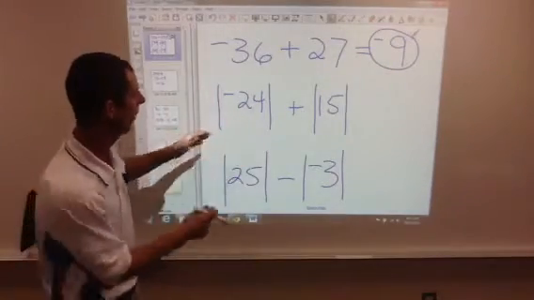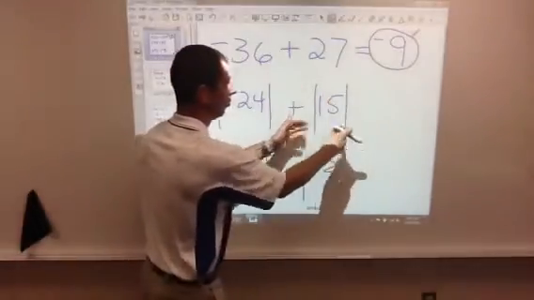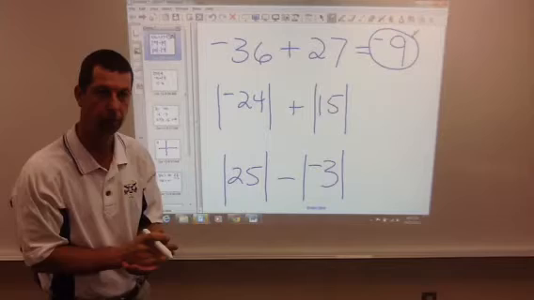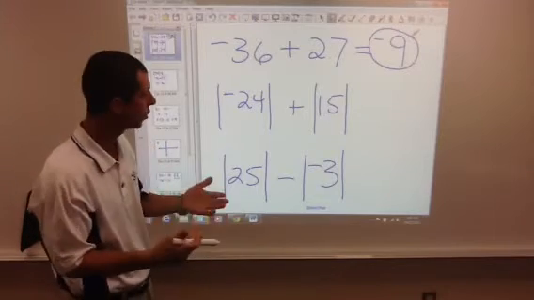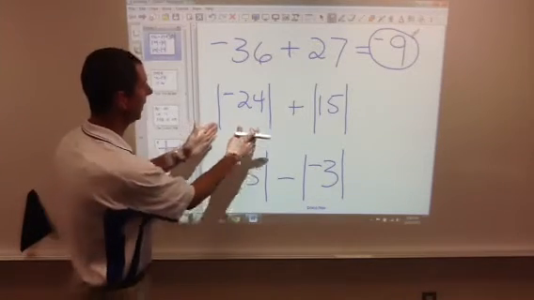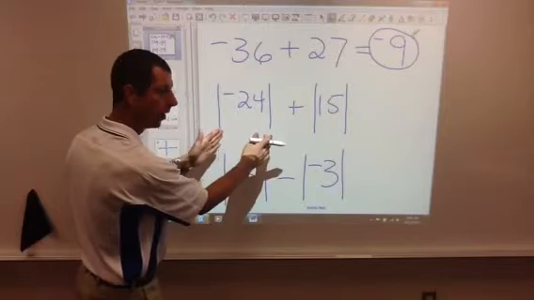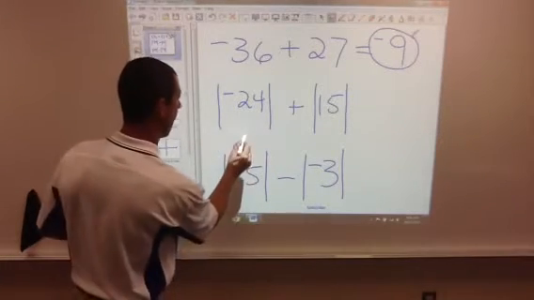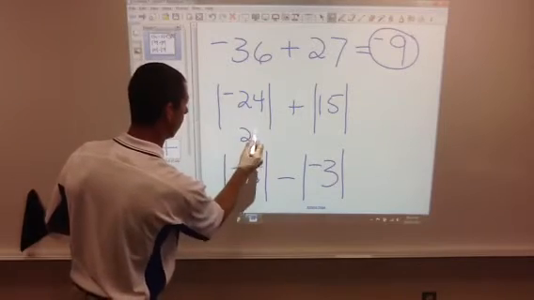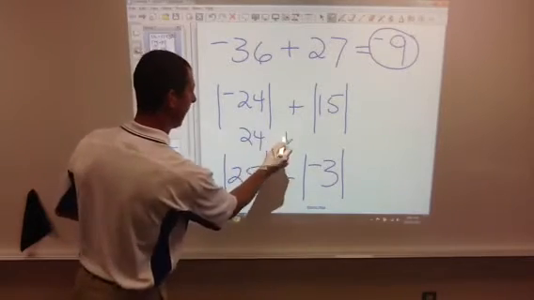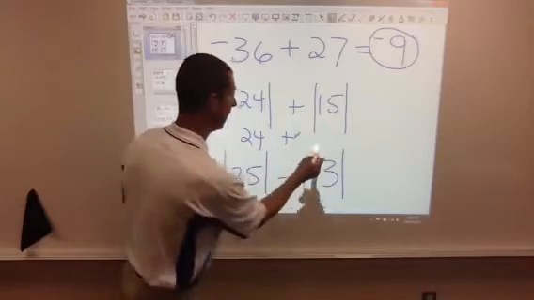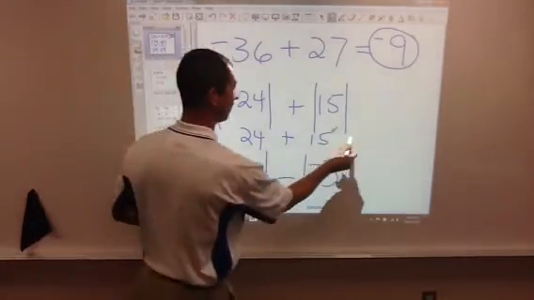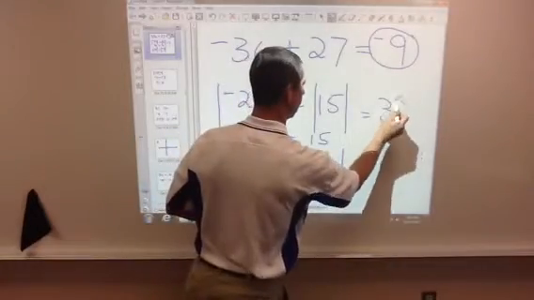Now here we have what are called absolute value symbols. Absolute value by definition is how far a number is from zero on a number line. So in this case, it's going to be a positive. Negative 24 is 24 places from zero, so the absolute value of negative 24 is 24. And the absolute value of 15 is 15. So now we add 24 and 15. Our answer here is 39.